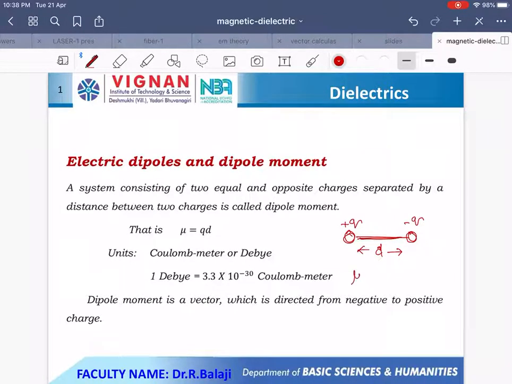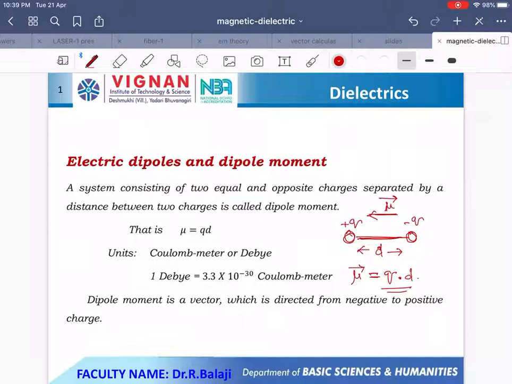Now how do we define the electric dipole moment? Generally it is represented with the letter mu. It is a vector quantity. It can be written as the product of either one of the charges, whether positive or negative, we are not bothered about its polarity, and the distance between the two charges. This is called the dipole moment. It is a vector, and it is always directed from the negative charge to the positive charge.